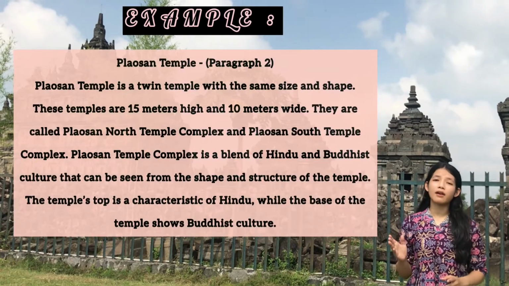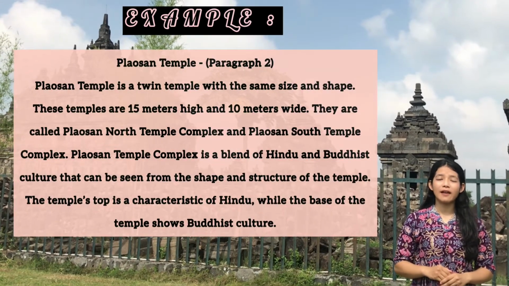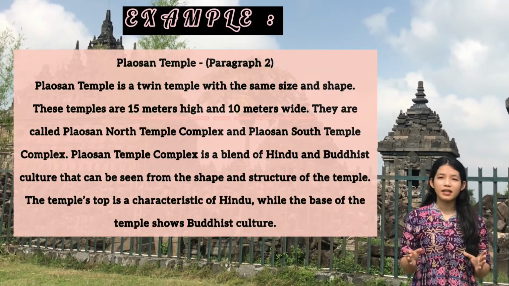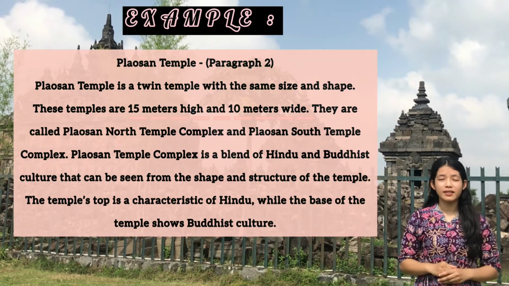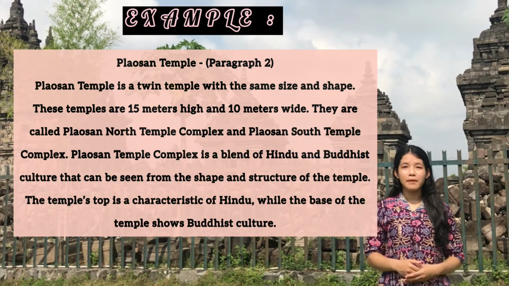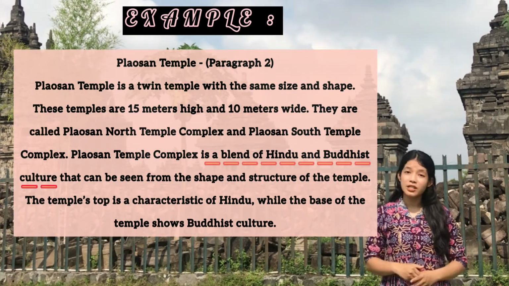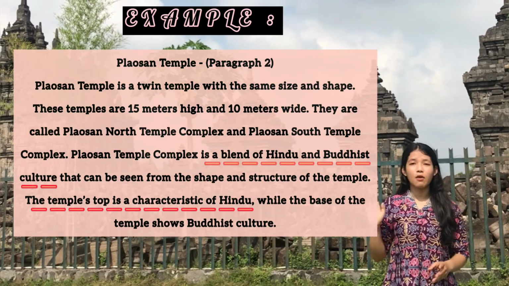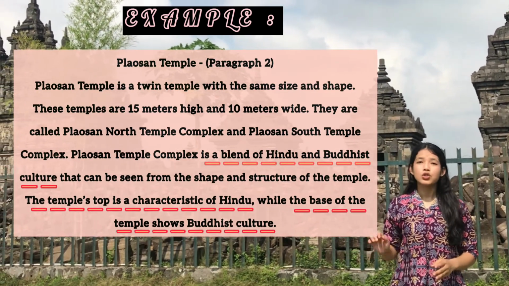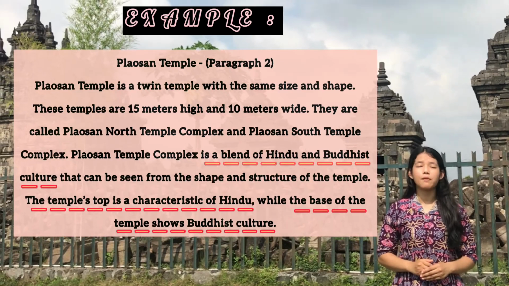Take a look at paragraph 2. It already tells the size of the temple. It is 15 meters high and 10 meters wide. It tells that the temple is a blending of Hindu and Buddhist culture, where the top shows the characteristic of Hindu and the base shows the characteristic of Buddhist culture.